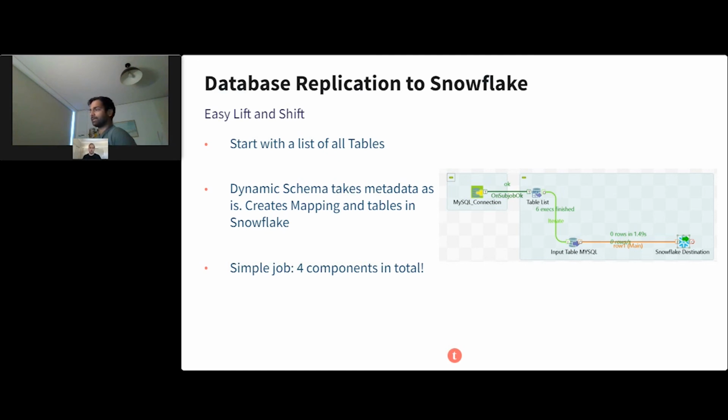And what we're doing here is using a dynamic schema. So it's not necessarily having the schema defined at the start. It reads the schema on load and then pushes that into Snowflake and sets up the mappings and tables and all that in Snowflake automatically. And you can see this job really is quite simple. It's only 4 components. That's all it really takes to start migrating your warehouse en masse.